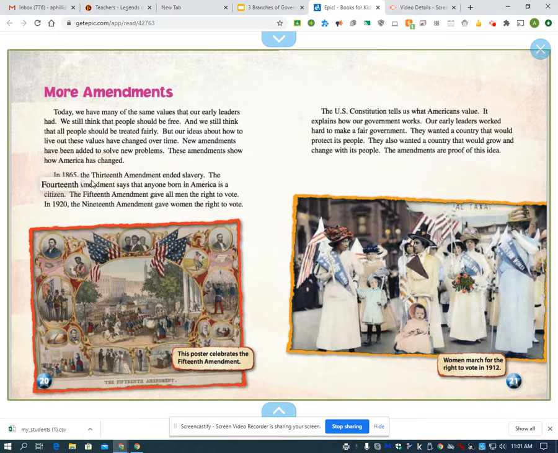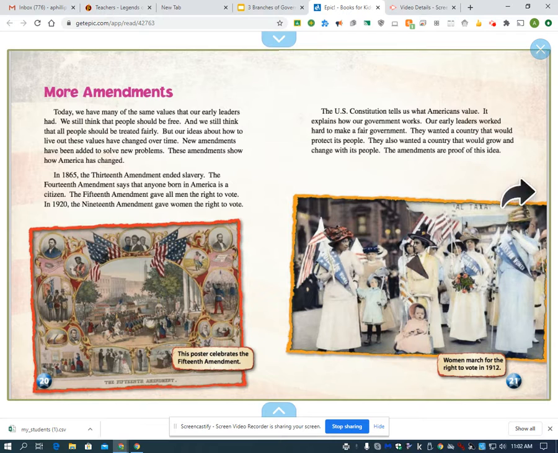In 1865, the 13th Amendment ended slavery. The 14th Amendment says that anyone born in America is a citizen. The 15th Amendment gave all men the right to vote. In 1920, the 19th Amendment gave women the right to vote.